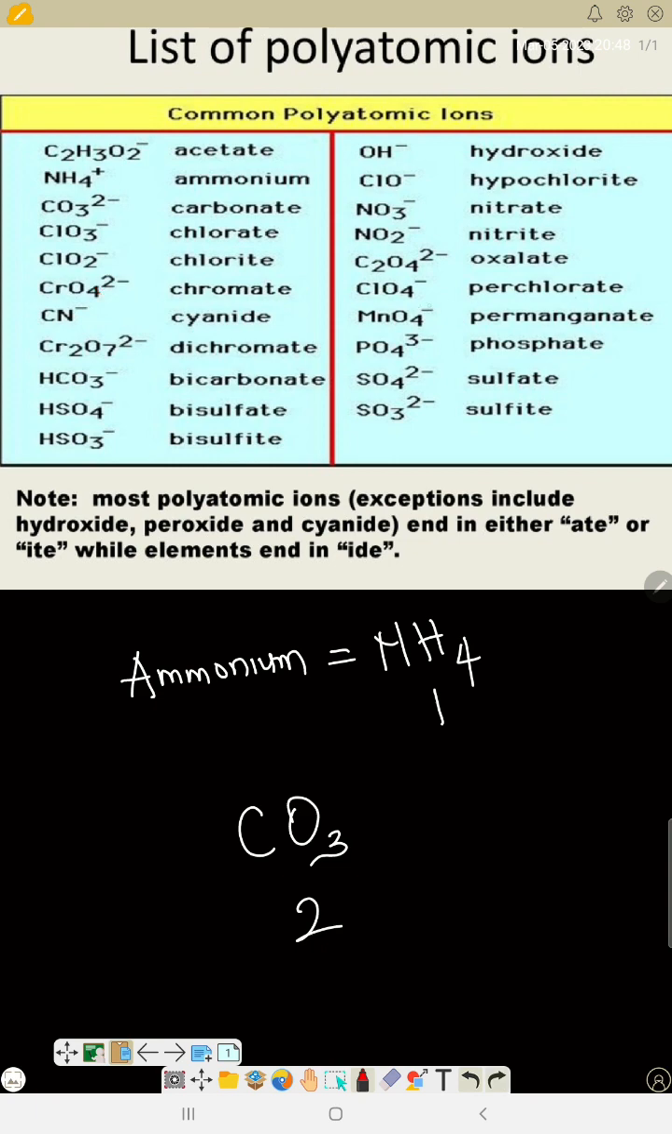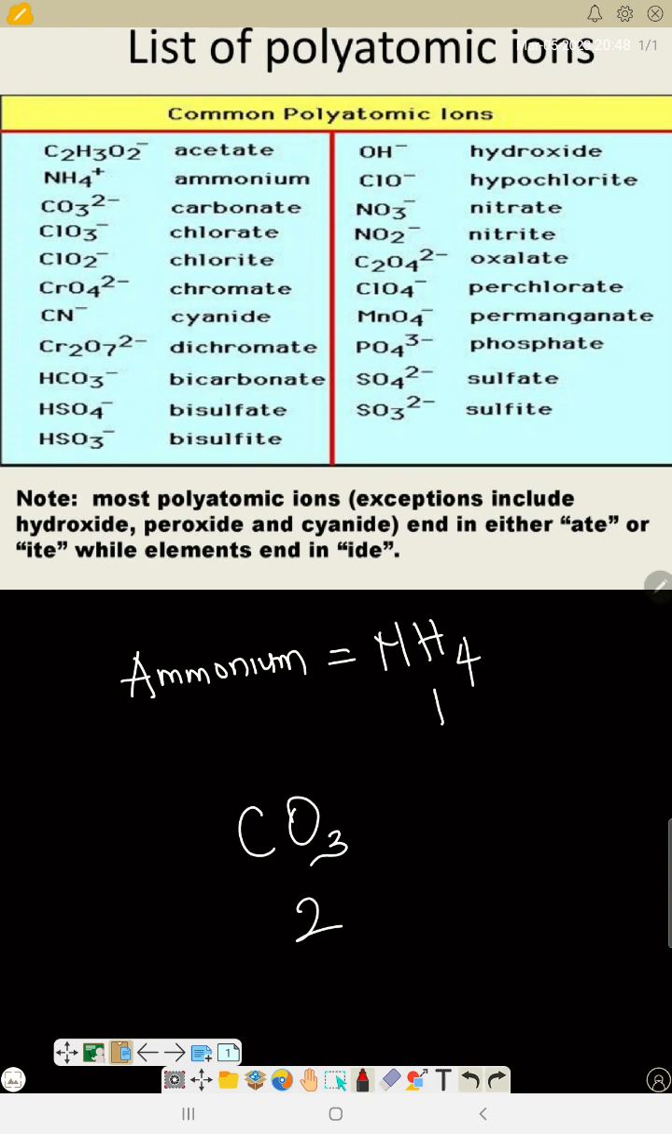See permanganate, the charge you see there is minus, so that means the valency is 1, that is minus 1. So see phosphate, the charge you see there is 3 minus, that means the valency will be 3. So valency is always plus, so their charges will serve as their valency.